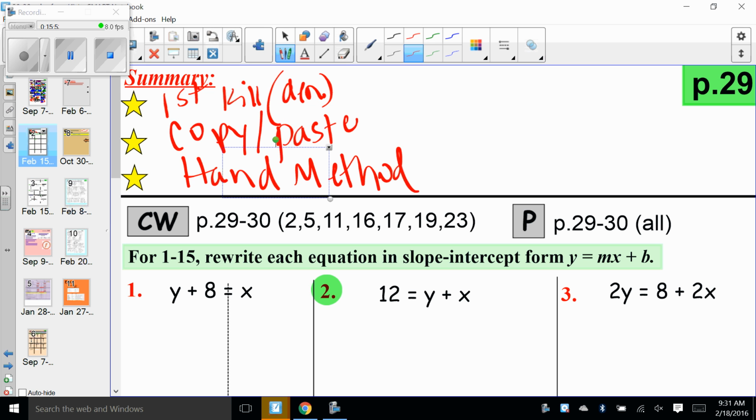You have the skills to do this. This probably should be a pretty good lesson for you if you just go nice and slow. Everything nice and slow. You need to get through page 29, 30.